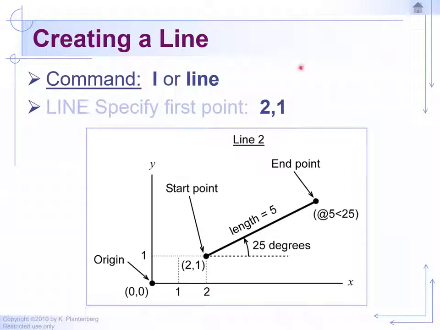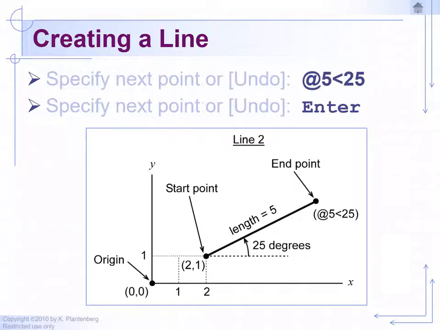In this example, we're going to combine simple xy coordinates with polar coordinates and use the relative option. We're going to define our first point using xy coordinates. First we click on the line command, type in 2, 1 to define our first endpoint. So that's 2 to the right, 1 up. And to define our second endpoint, we're going to go with the length of 5 and an angle of 25 degrees counterclockwise with respect to the x-axis.